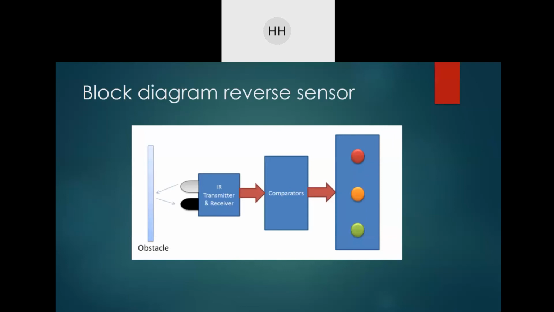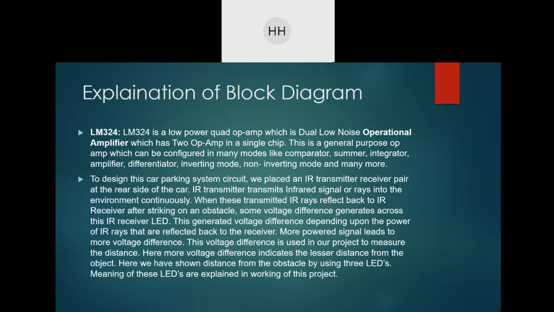Okay, this is a block diagram for the reverse sensor. The LM324 is a low power quad operational amplifier, which has four op-amps in a single chip. This is a general purpose amplifier which can be configured in many modes like comparator, summer, integrator, amplifier, differentiator, inverting mode, non-inverting mode, and many more.